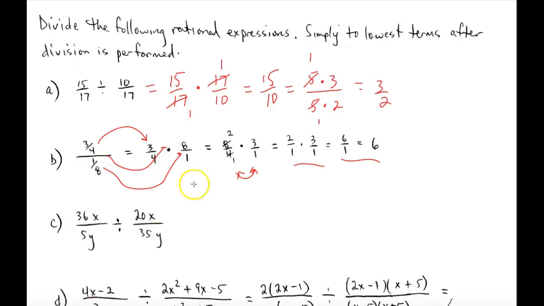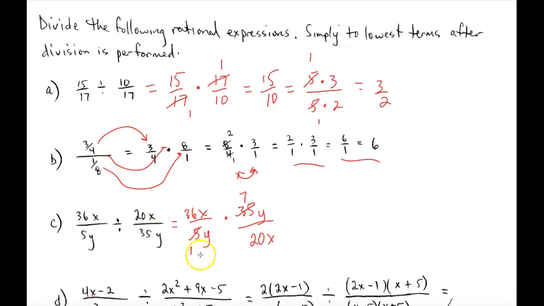Okay. In the next example, we have 36x divided by 5y times, and now we're going to take the reciprocal of, or flip, the second fraction. So I have 35y divided by 20x. Okay. And so from here, we know that 5 and 35 have a common factor of 5. So 5 goes into 5 once, 5 goes into 35 7 times.